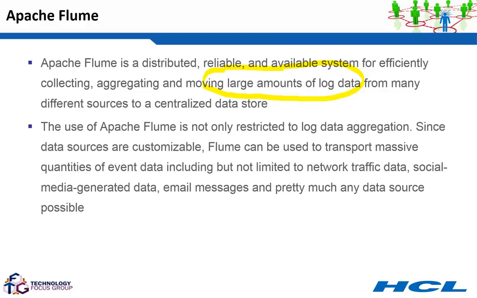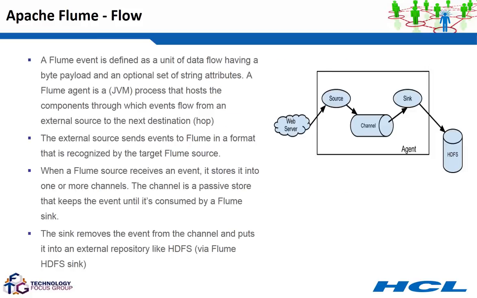So the use of Apache Flume is not only restricted to log data aggregation. Since the data source is customizable, Flume can be used to transport massive quantities of event data, including but not limited to network traffic data, social media generated data, emails, and pretty much any data source basically. Though it was originally intended to move only log data, because of the programming model, you can customize different sources and work with any kind of data.